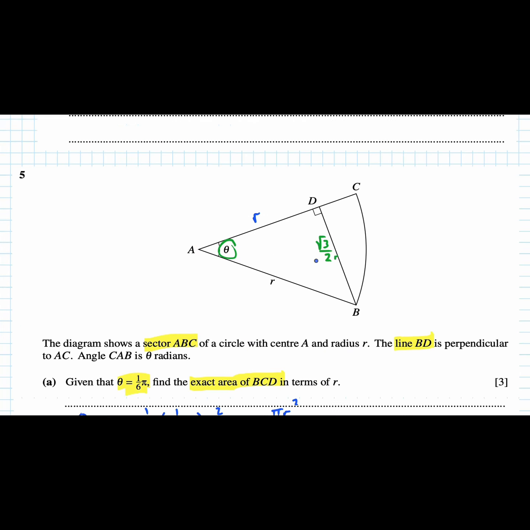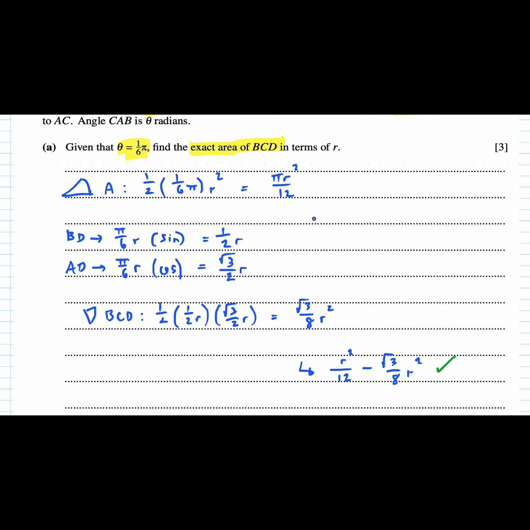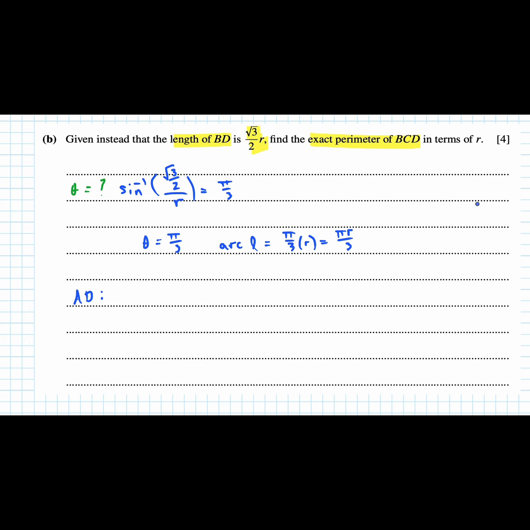Now, back to AD. You can do this with your trigonometry, cosine pi over 3 r. And check that, you'll see you get half r. So 1/2 r, that's half the radius.